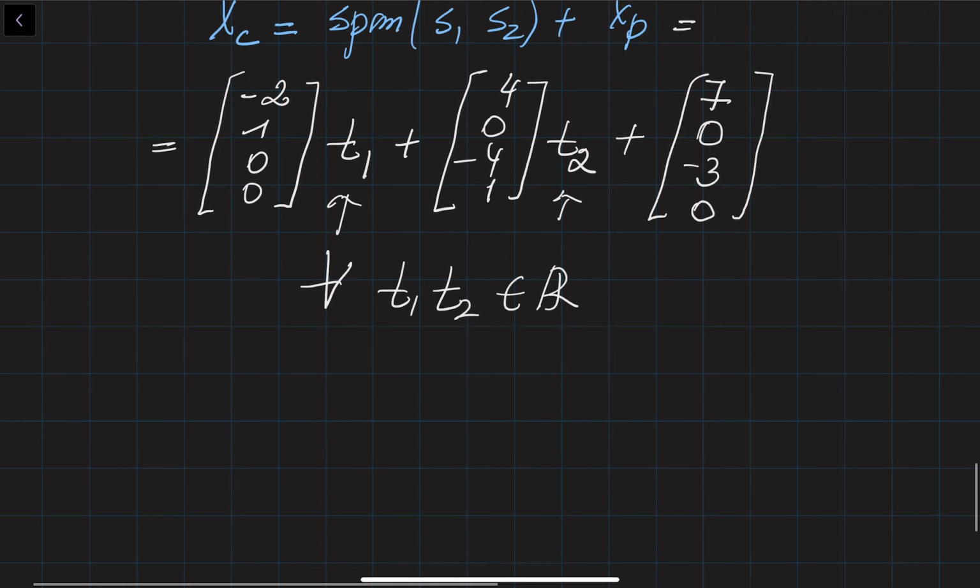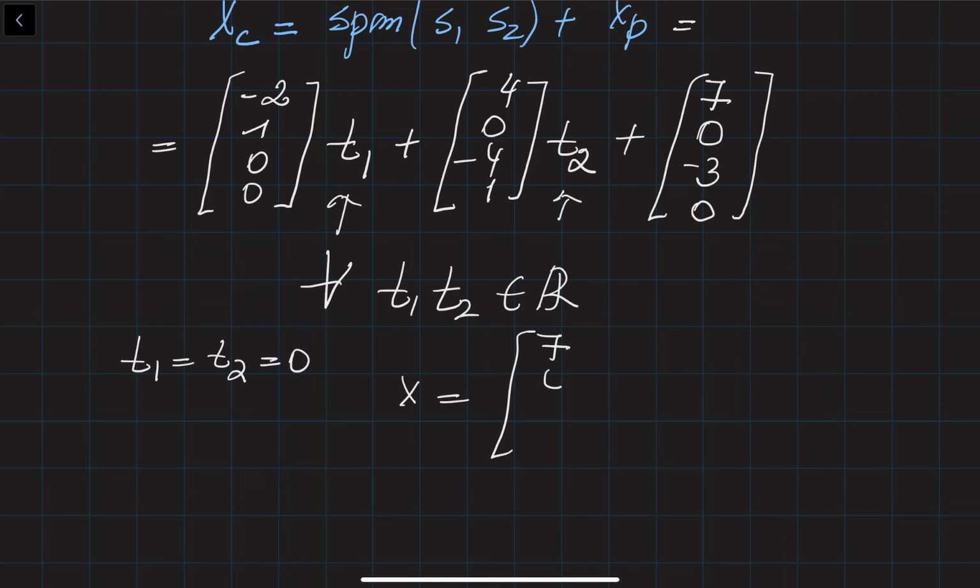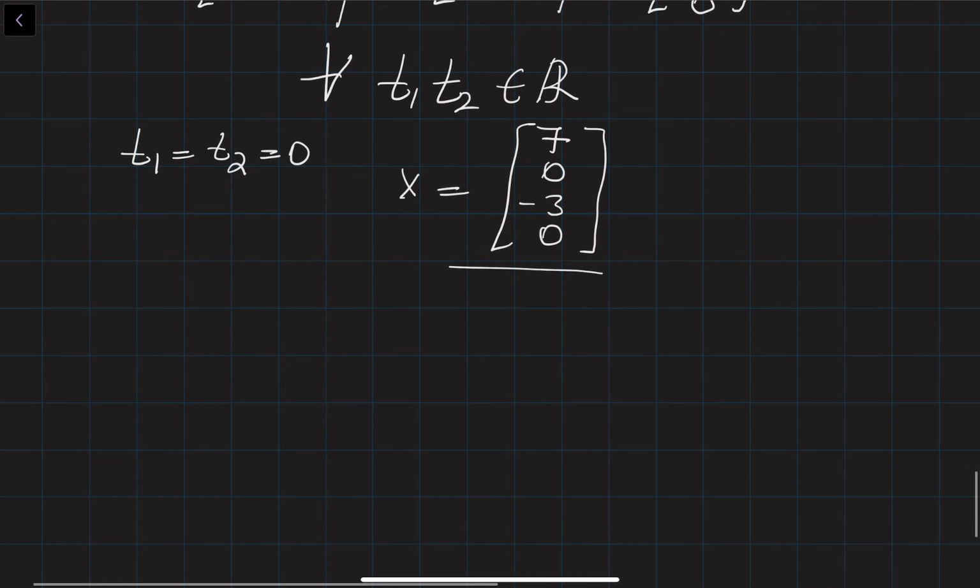For example, you can set t1 and t2 both equal to 0. Then one of your solutions is going to be simply 7, 0, minus 3, and 0. And this is going to be one of the solutions. If you set t1 and t2 to other values, you're going to get a different solution. So let's check whether this is the proper solution or not. We can simply check this by multiplying this by the matrix A and seeing whether it is going to be equal to the vector b or not.